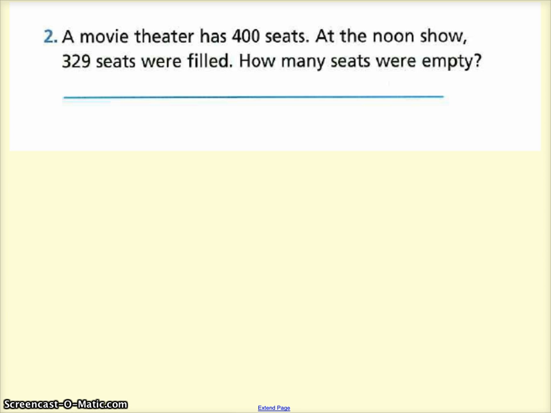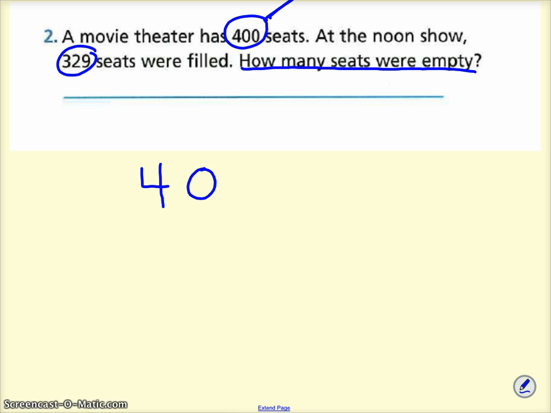When I see this problem, I am going to circle those numbers. Remember to look closely. I'm going to use that magnifying glass. Also want to underline what is the question that they're asking. They want to know how many seats were empty. And when I look at this, I know that I'm going to have to do some subtracting. So there were 400 seats. The movie theater has 400.